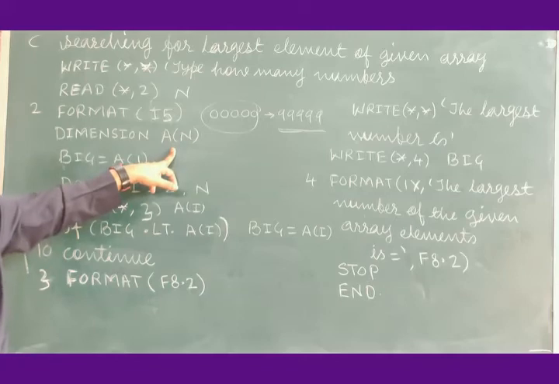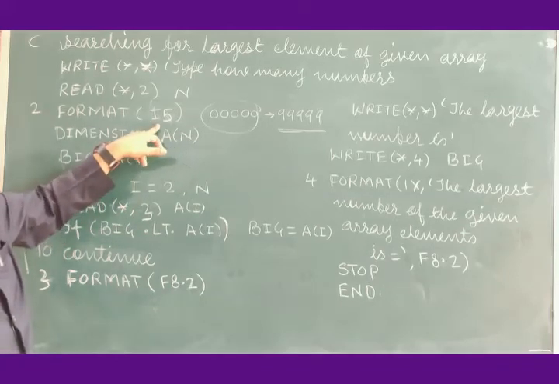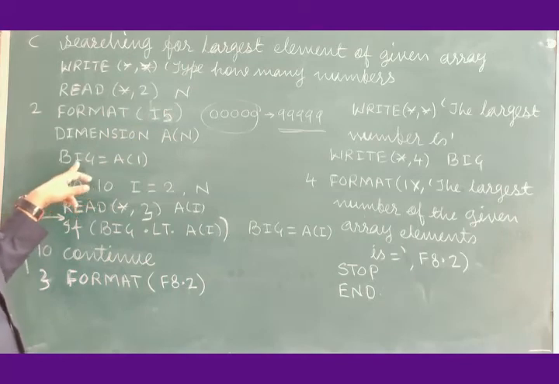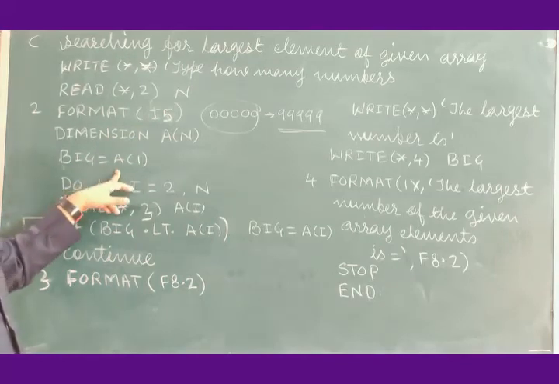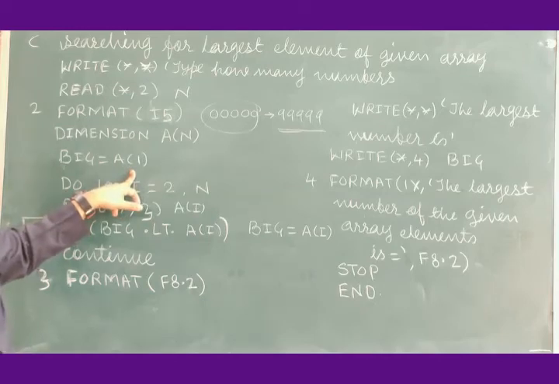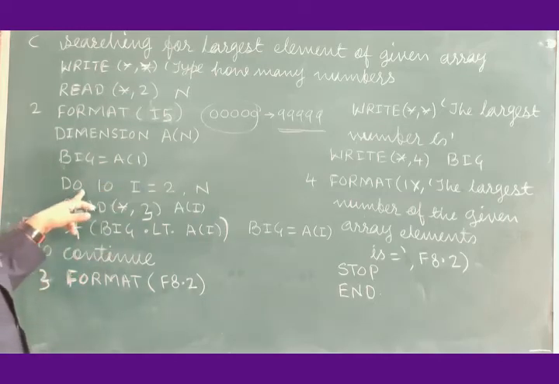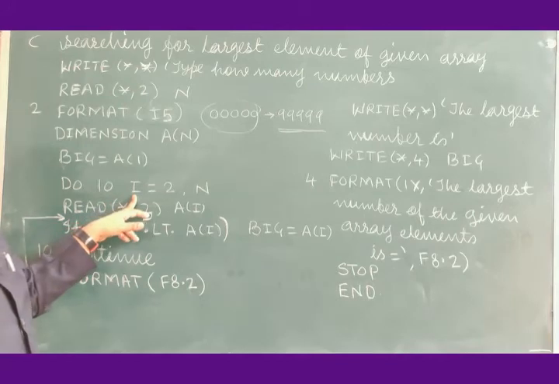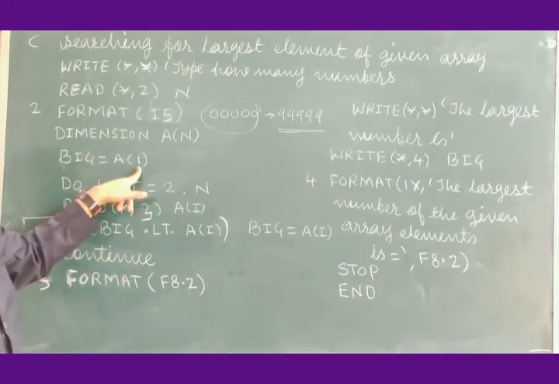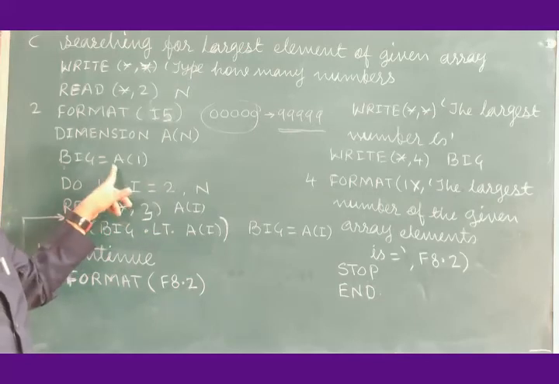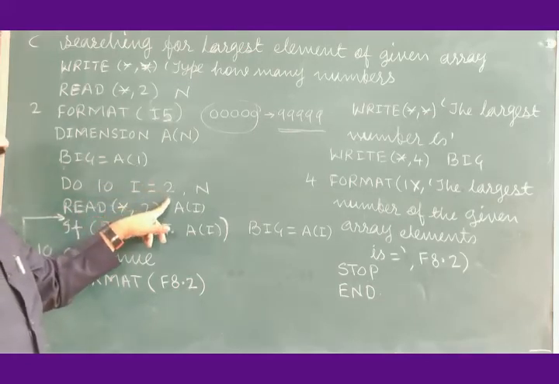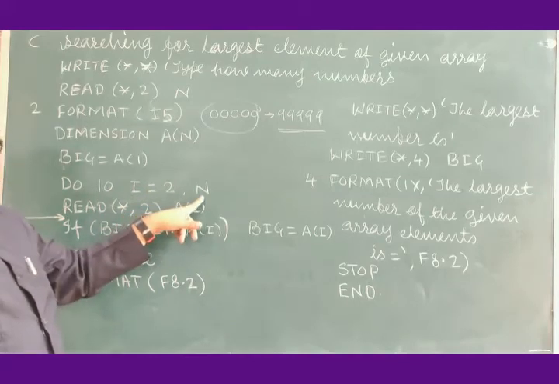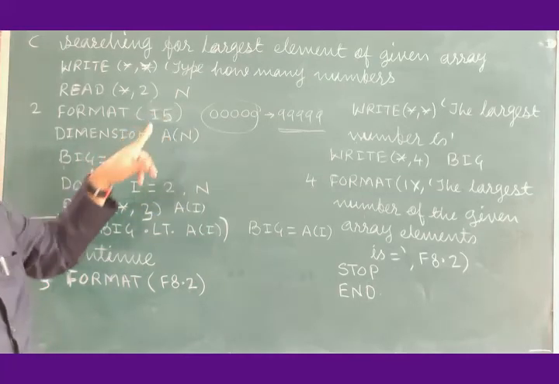The dimension of this array is decided here, an, where n is given by this format. Then a1 is considered, big is equal to a1. Then the do loop is constructed here. Do 10, where 10 is the line number of the last statement of the do loop, running variable i from 2 to n. 1 is already taken, so 1 is not taken here because a1 is already taken. So the initial value selected here is 2, the final value is n.